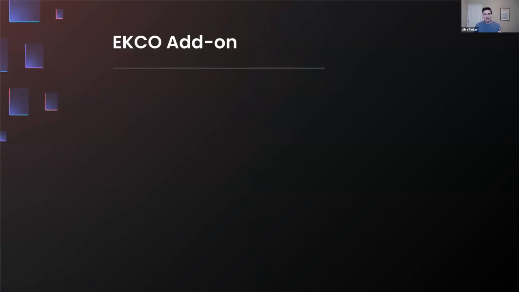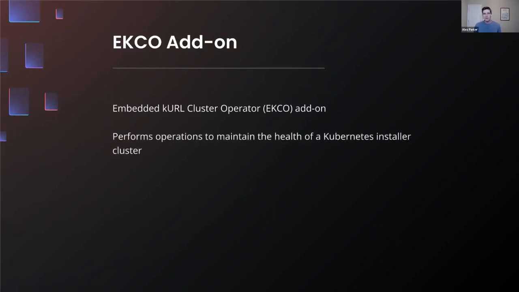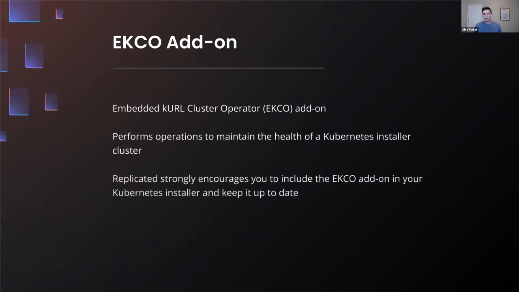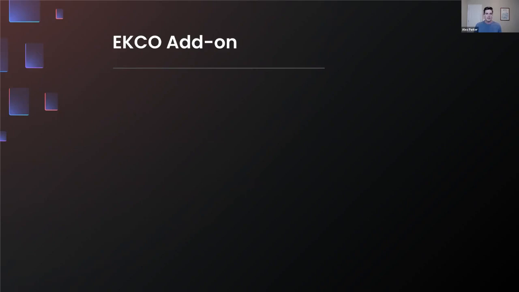So the Echo add-on is another Kubernetes installer feature we'll talk about. Echo stands for Embedded Kurl Cluster Operator. And it performs operations to maintain the health of a Kubernetes installer cluster. So we really strongly encourage you to include the Echo add-on in your Kubernetes installer and keep it up to date if you're using the Kubernetes installer, because it does so many things and it's going to save you and your customers from a lot of potential headaches.